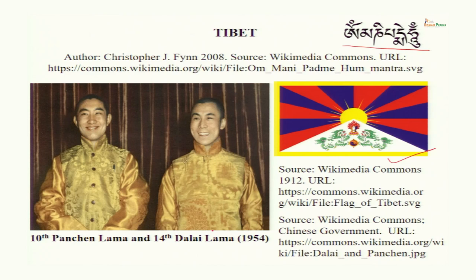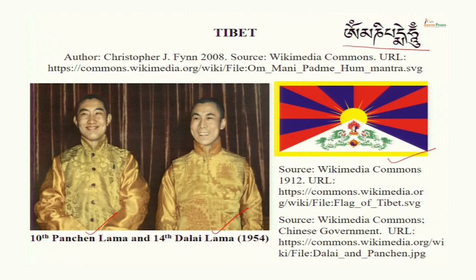There is the Dalai Lama. This is the 14th Dalai Lama. This is a photo taken in Beijing in 1954. The Dalai Lama incarnates. Once one Dalai Lama dies, he is supposed to incarnate into another body, and that young child is then discovered by other Lamas based on certain scriptures and certain instructions given by the previous Dalai Lama, and then that child is installed as the new Dalai Lama. Okay, so this is the 14th Dalai Lama, and then this used to be the 10th Panchen Lama.